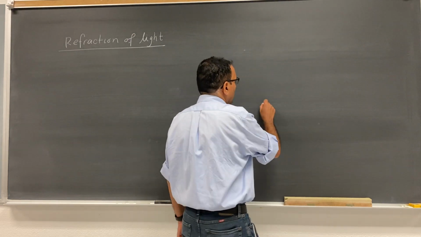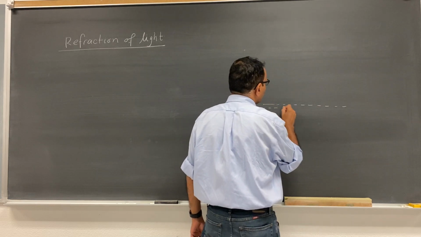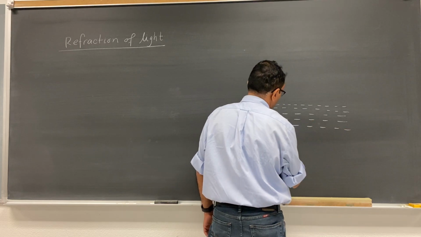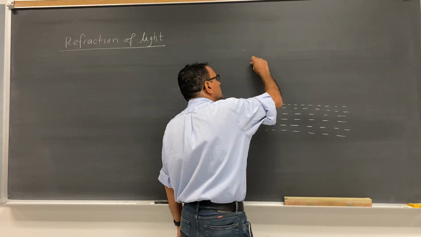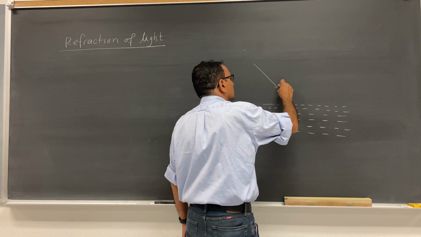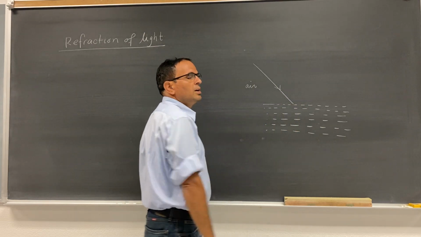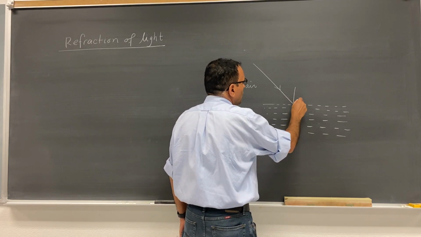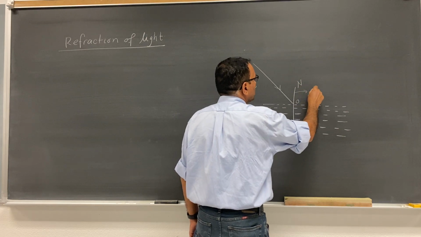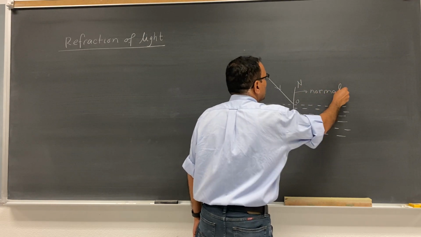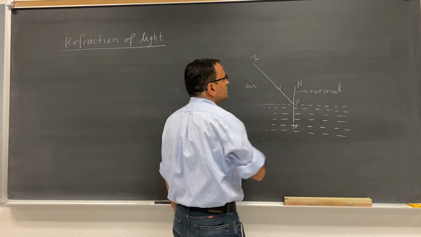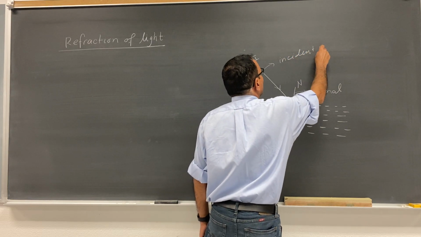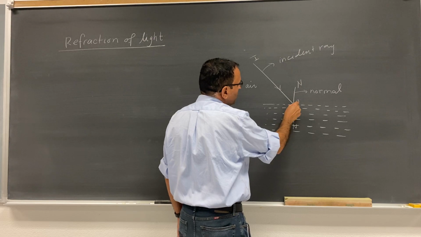For example, let's say this is water, and let us suppose this is your incident ray. This is medium 1, and here you can draw the normal N O N prime. This is your normal, and I O is your incident ray. This point is the point of incidence.